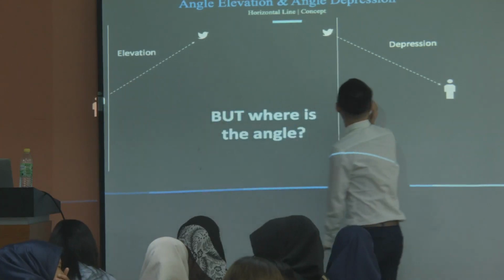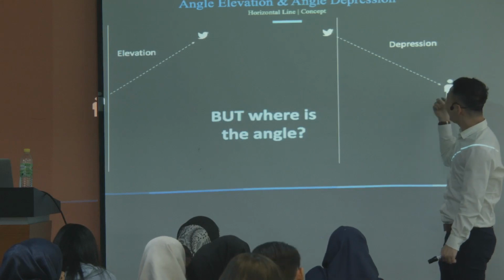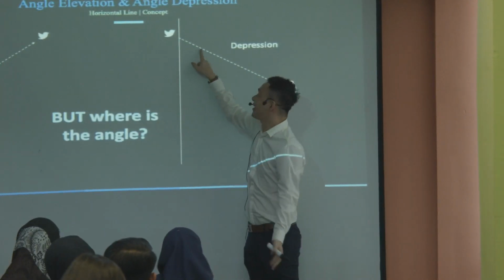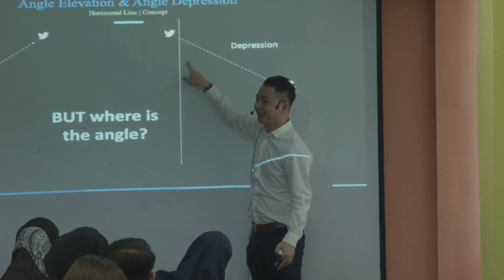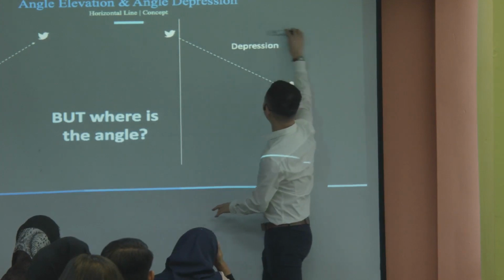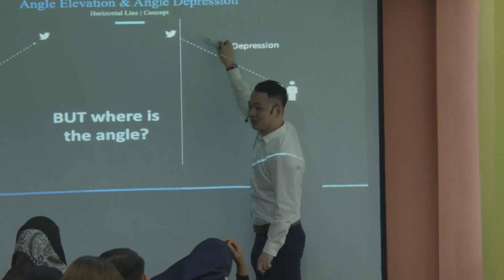Same idea for angle of depression. If the bird wants to look at a human, what happens here is a lot of students will take this angle. Same problem. This angle doesn't have a horizontal line. So this angle is wrong. We need to draw the horizontal line by ourselves. Then we can get the angle of depression, which is this one.